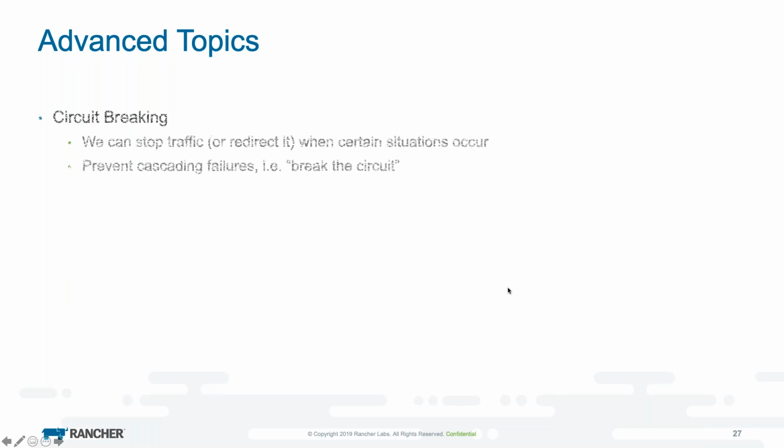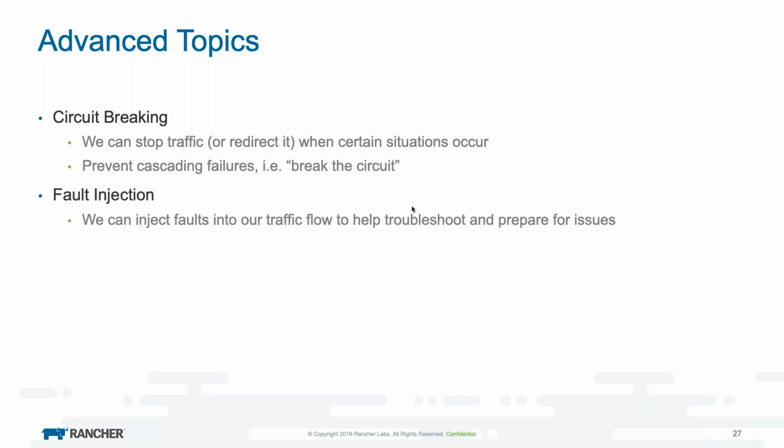Rancher then will import traffic graphs and metrics from Kiali so we can visualize those things. Advanced topics that we didn't get to cover, well, really any topics we didn't get to cover. Circuit breaking is something that Istio offers. We would have been able to stop traffic or even redirect it when certain situations occurred. This would have been things like if we had too many 500 errors showing up over a period of time, or if there was a specific response from some kind of health check on a service. We can define different criteria by which we would like to break the circuit.